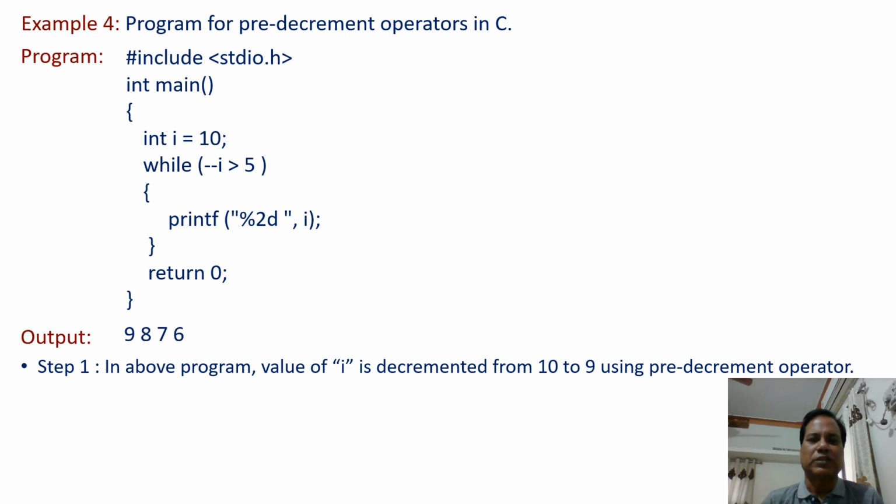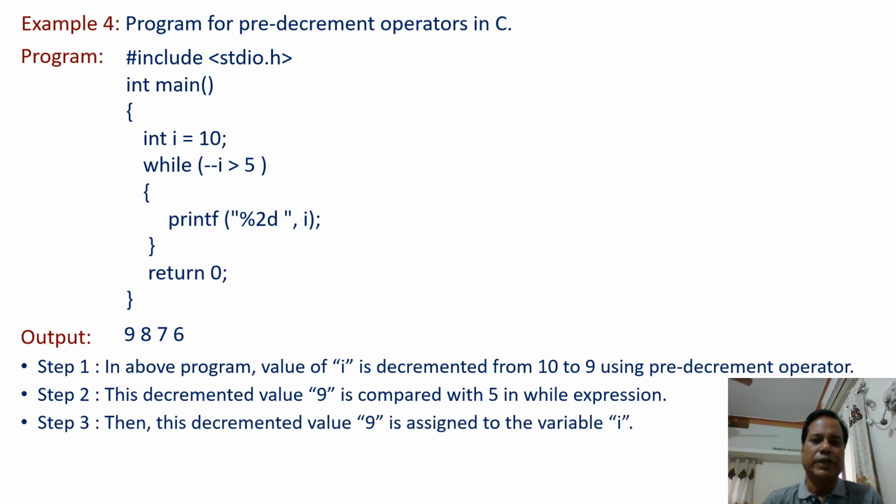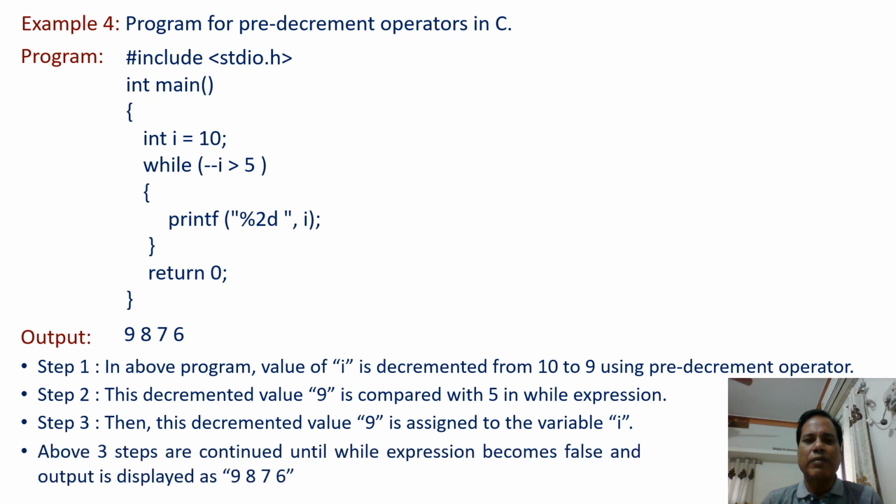The steps we have discussed are written below. Step 1. In the above program, the value of I is decremented from 10 to 9 using the pre-decrement operator. Step 2. This decremented value 9 is compared with 5 in the while expression. Step 3. This decremented value 9 is assigned to the variable I. The above three steps are continued until the while expression becomes false and the output is displayed as 9, 8, 7, 6.